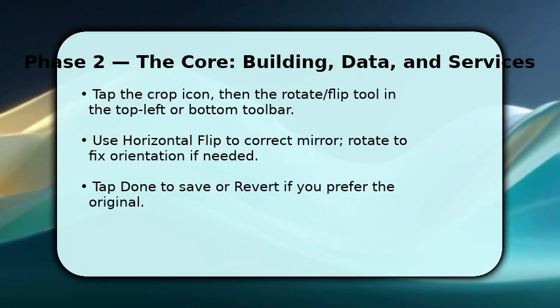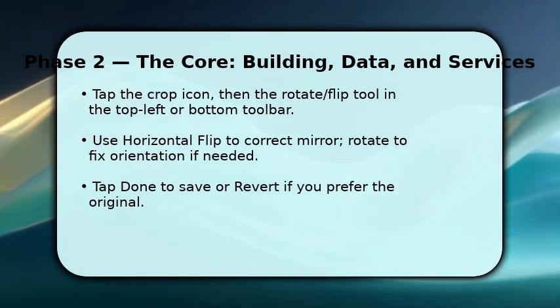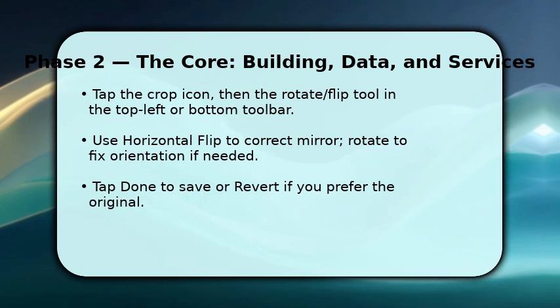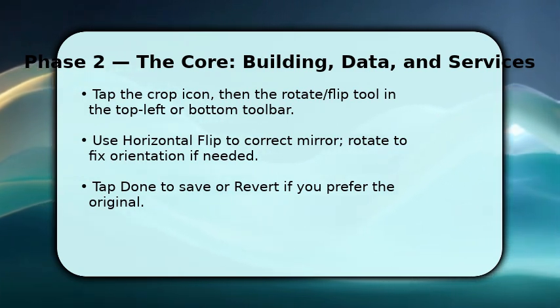Tap the crop icon and locate the rotate/flip controls. Now apply a horizontal flip to reverse the mirror effect. This corrects text and asymmetry.